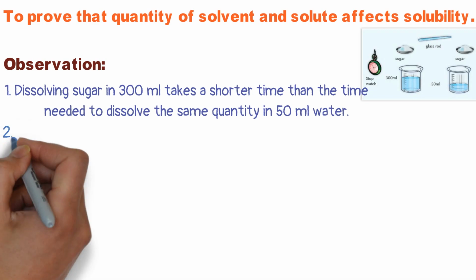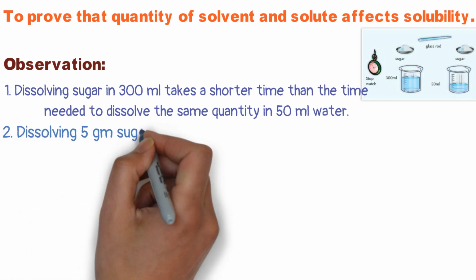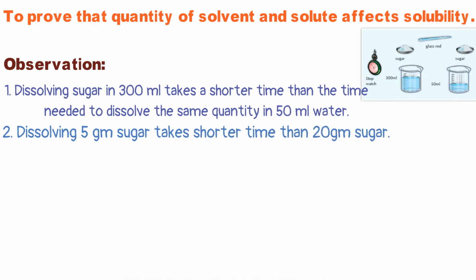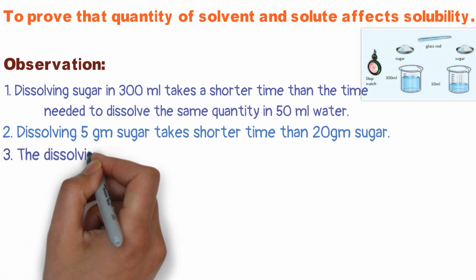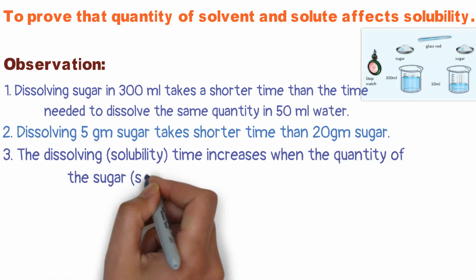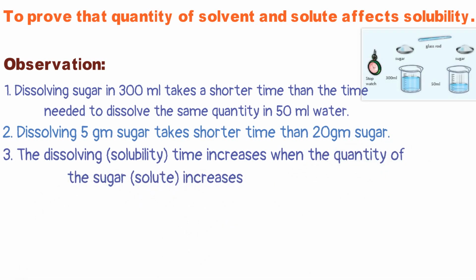Also, dissolving 5 grams of sugar takes a shorter time than 20 grams of sugar. The solubility time increases when the quantity of sugar, which is the solute, the solid substance, increases. Again, by increasing the solute, the sugar, the solubility time increases. So by decreasing the solute, the sugar, the solubility time decreases.